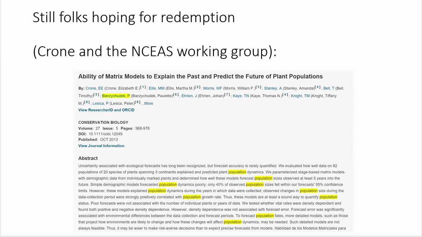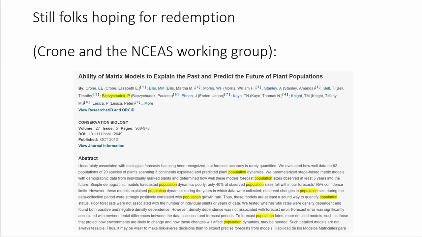In one of their papers, they did something that Paulette Bierzychudek did, and she was actually an author on this. They looked at lots of species. They evaluated how well data on 82 populations of 20 species did in predicting plant dynamics, and they said that 40% of the observed populations fell within the forecast 95% confidence limits. This means that most of our predictions are falling outside the confidence limits of PVAs, and we'll talk a bit about this on Thursday.